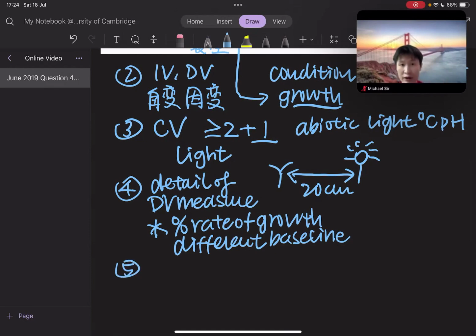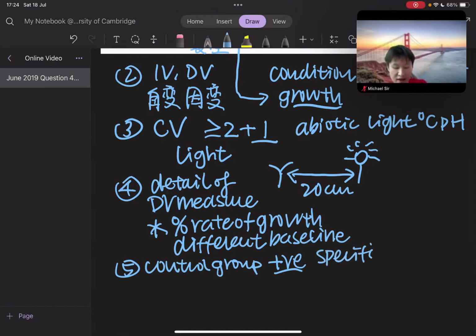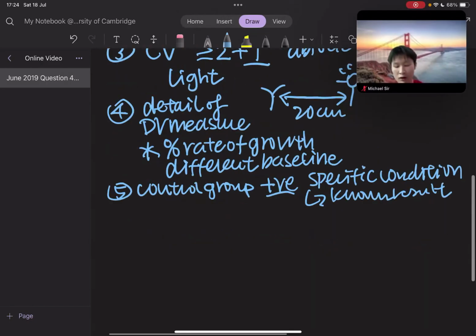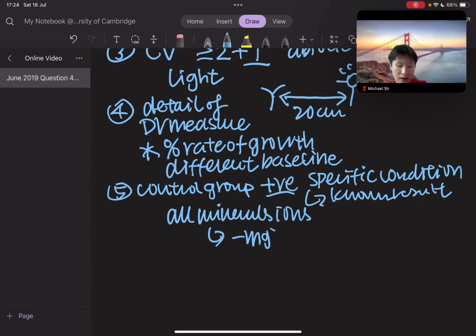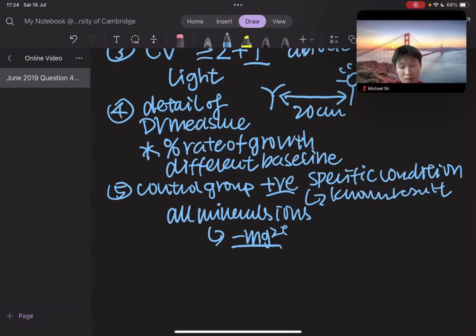The fifth point that we can talk about is the control group. In this case, we will be using a positive control group, which basically means that we have a specific condition, 一个特定的 condition, and that should produce a known result, okay? In this case, our specific condition will be all mineral ions. Then we can use it to compare with the lack of magnesium ions, so no magnesium ions, and that could tell us what the effect of magnesium ions is. I apologize for not explaining 4 and 5 in a lot of detail because of the time constraint.